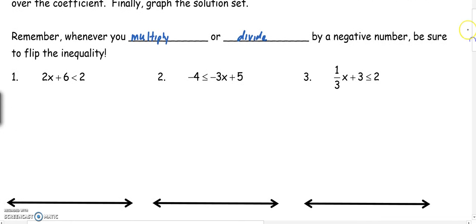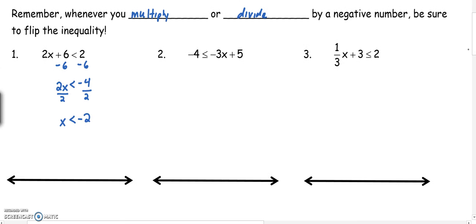In number 1, we have 2x plus 6 is less than 2. So first we need to move our constant over, so we're going to move this 6. Because it was added, the inverse is to subtract 6 from both sides. So we get 2x is less than negative 4. Then to get x by itself, we're going to divide by 2 on both sides. So x is less than negative 2.